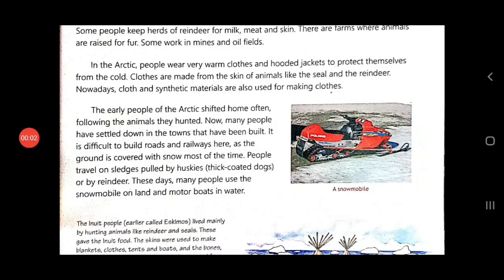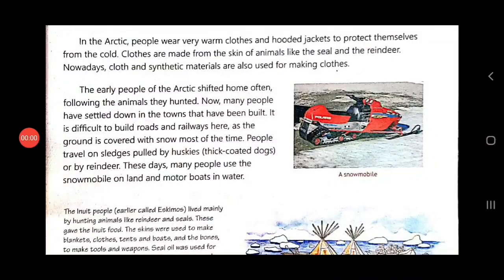Clothes are made from the skin of animals like the seal and the reindeer. Now children, the clothes which the people of the polar regions wear are made up of the skin of animals. Which animals? Seal and reindeer. Nowadays cloth and synthetic materials are also used for making clothes. So nowadays they are using such materials also for making the clothes. Now moving towards the next paragraph.